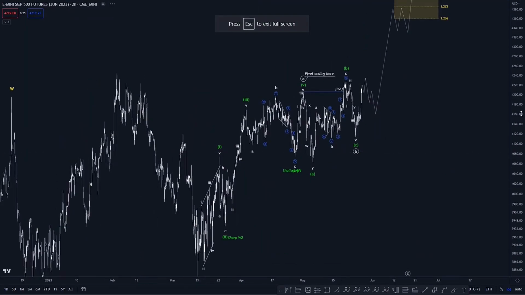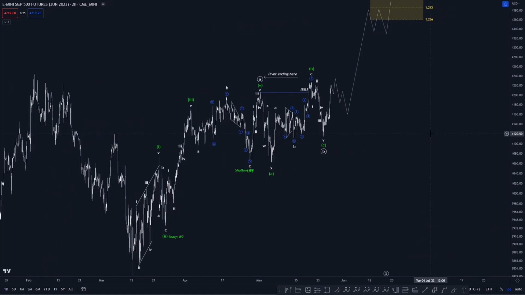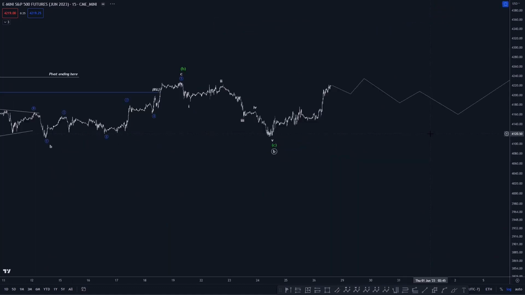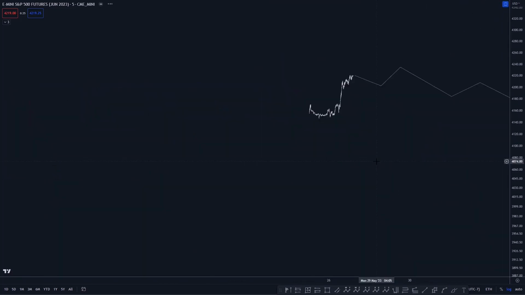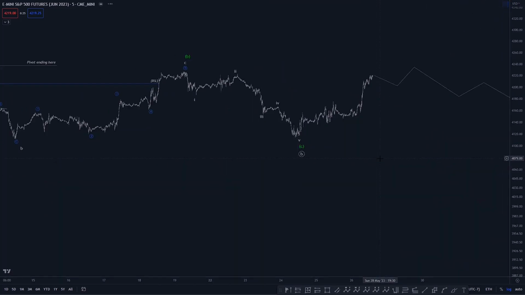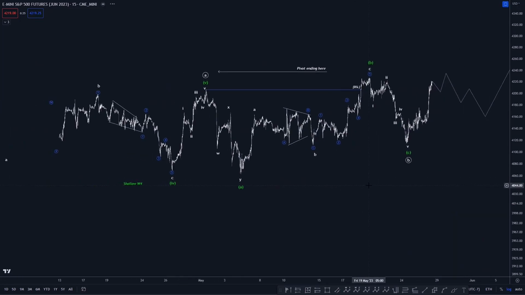If anybody does have any questions, I'm going to go ahead and see if anybody has any questions here for the ES or Nasdaq or Dow. Take a look at the boardroom. Let's see.